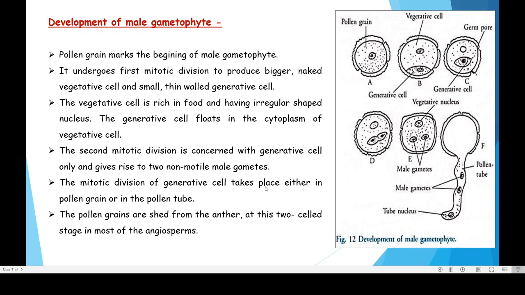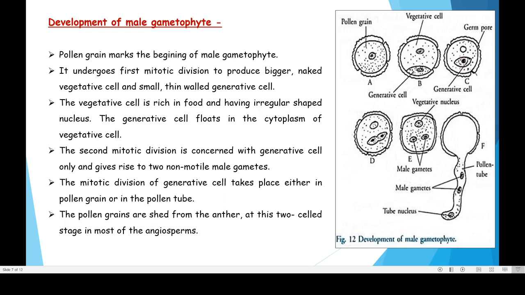Here in this diagram you can see two non-motile gametes are formed. These two, one and the other one. And simultaneously the germ pore enlarges due to the nutrient absorption from the stigma. That means whenever it falls on the stigma, at that time it receives nourishment from the stigma also, and thus this germ pore starts to enlarge and forms a pollen tube.